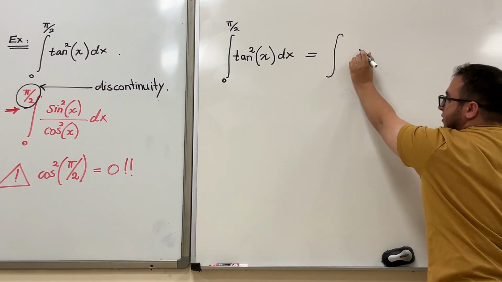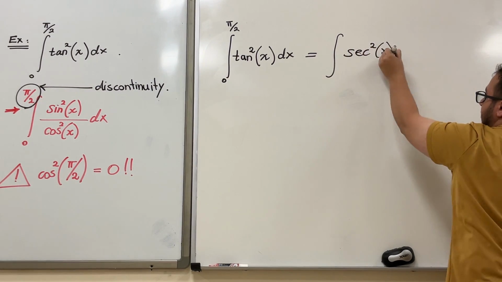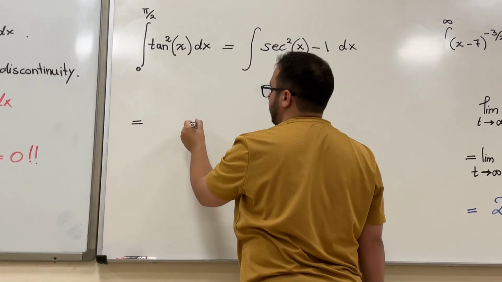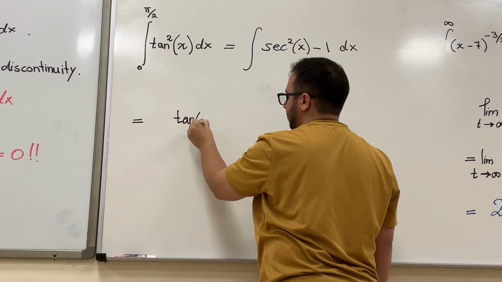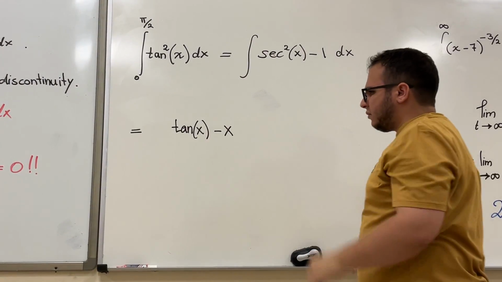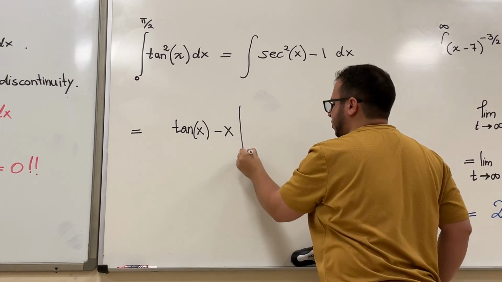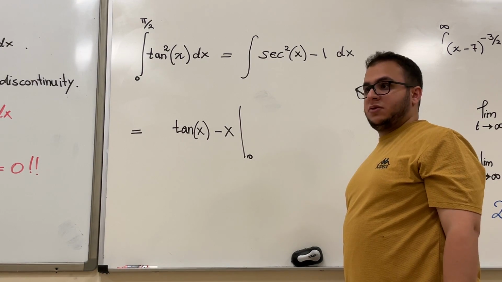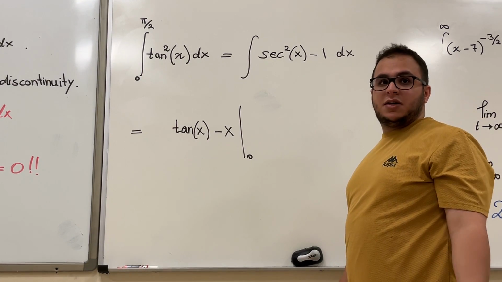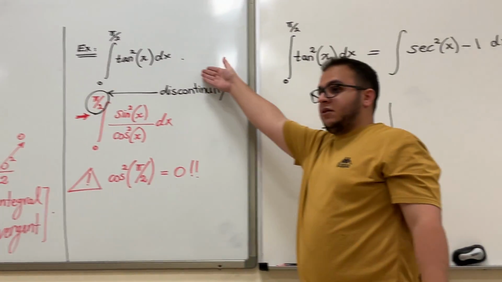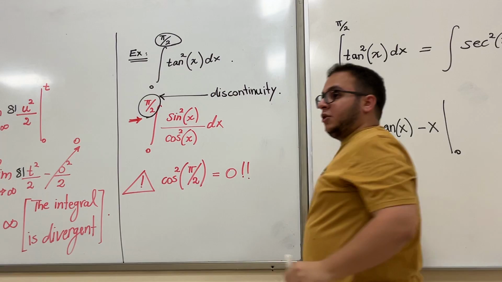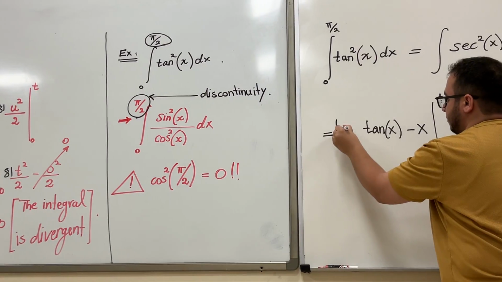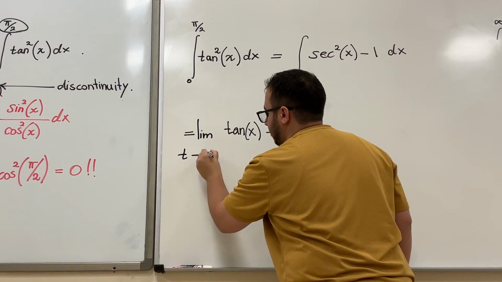What was it? Secant squared minus 1. Secant squared becomes tan, and 1 becomes x, from 0 to pi over 2? No, the problem is pi over 2. So you replace it with T, and take the limit as T goes to pi over 2.